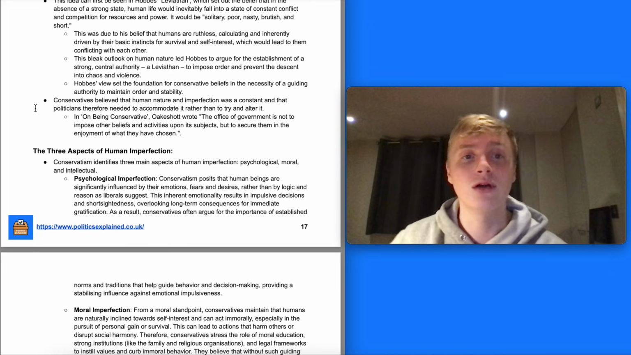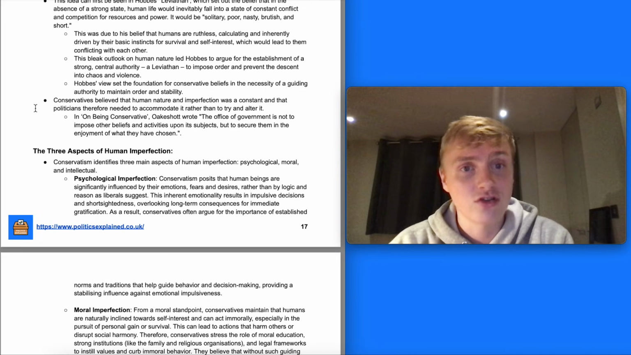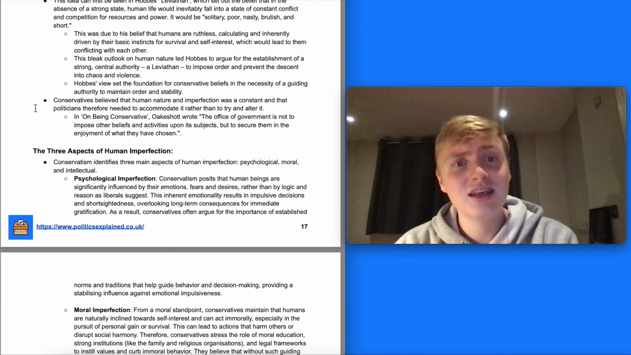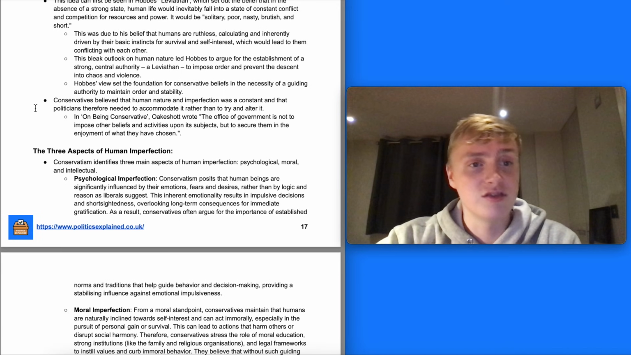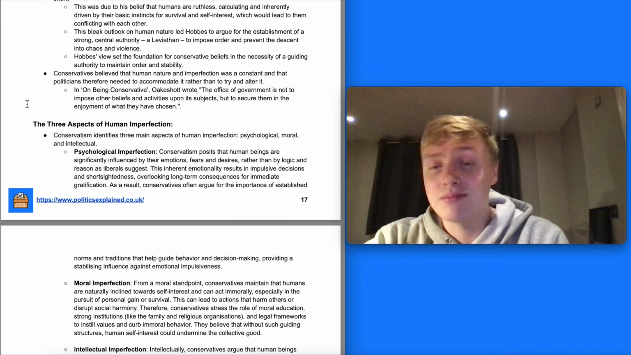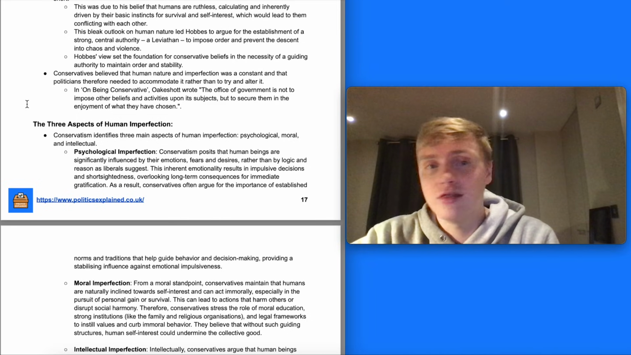This bleak outlook led to him supporting a strong central authority, the Leviathan, a strong state to impose order in society. And this was key for influencing conservative beliefs. They believed that human nature and human imperfection is a constant, and that politicians need to accommodate it rather than try and alter it.